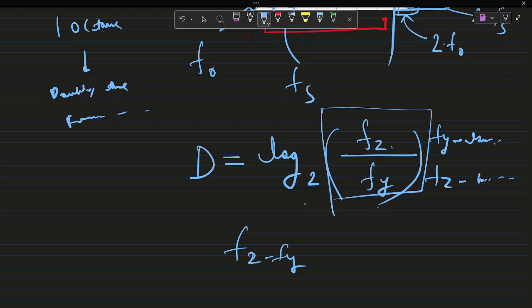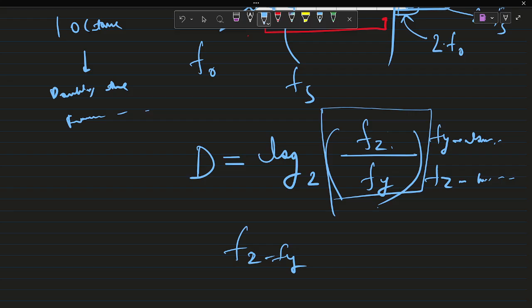But in music, due to the logarithmic hearing pattern, we don't calculate the distance between frequencies by subtracting the lower frequency from the higher frequency. It's actually by taking the ratio of higher frequency and lower frequency. This will give you the actual raw distance between two frequencies.